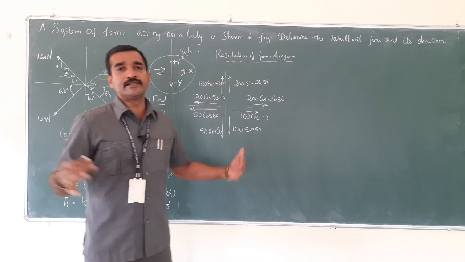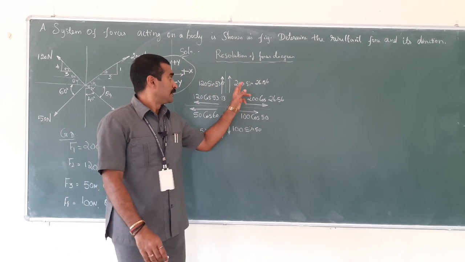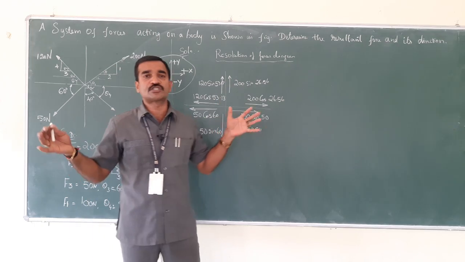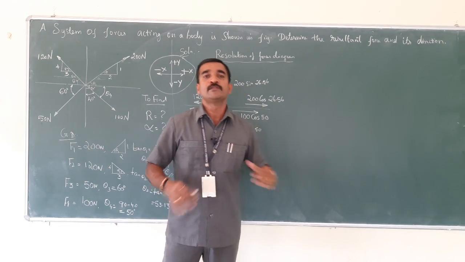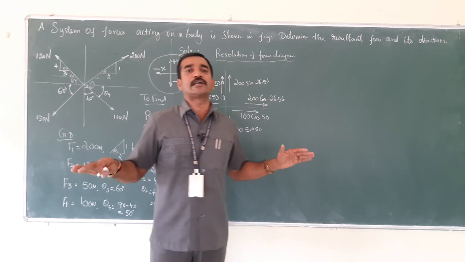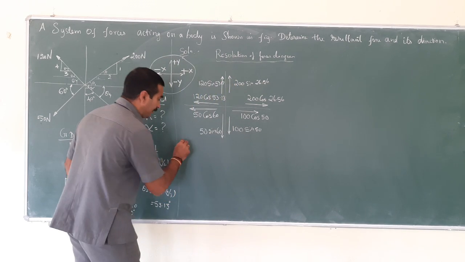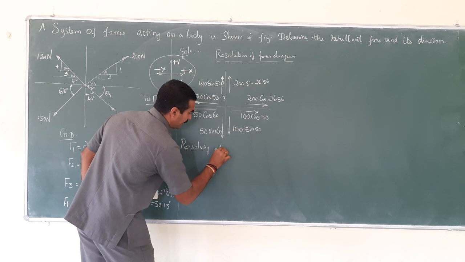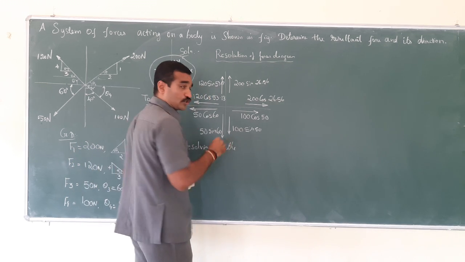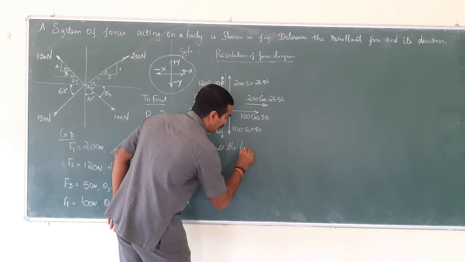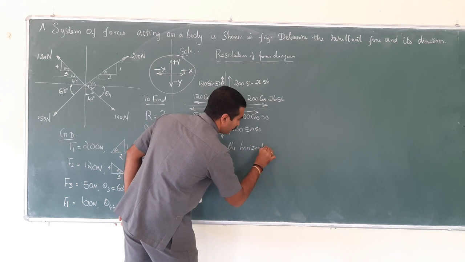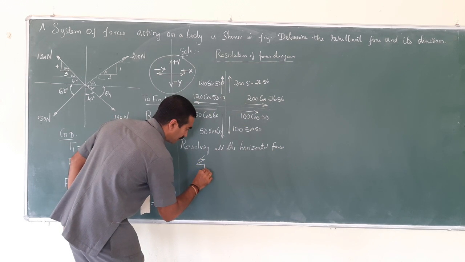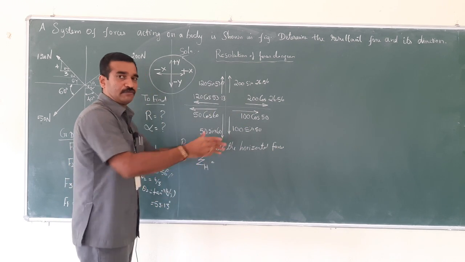Right. Now I am going to resolve the forces. I have already considered this as two components, one is horizontal, the other one is vertical. Now I am going to sum all the horizontal forces, and the next step is sum of all the vertical forces. Right. So resolving all the horizontal forces or horizontal components, which can be represented by summation of H, that is algebraic sum of horizontal forces.